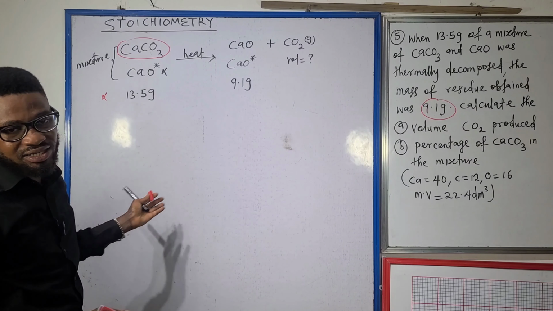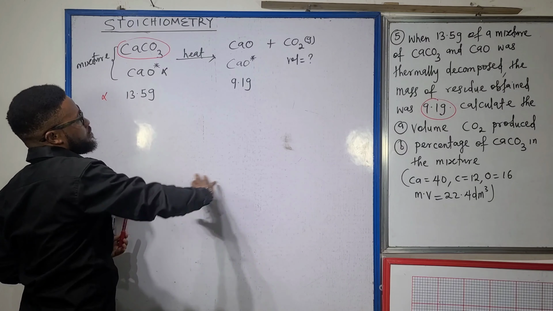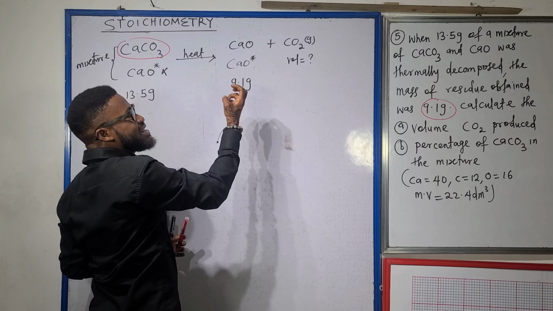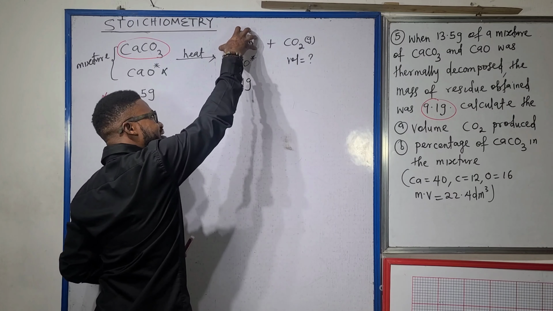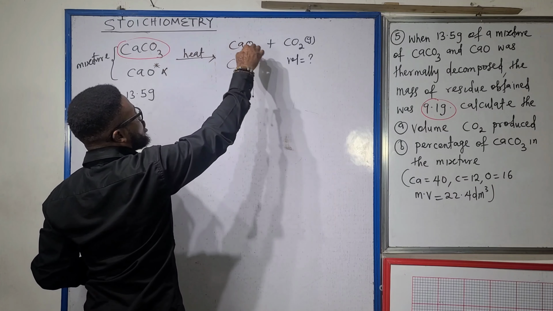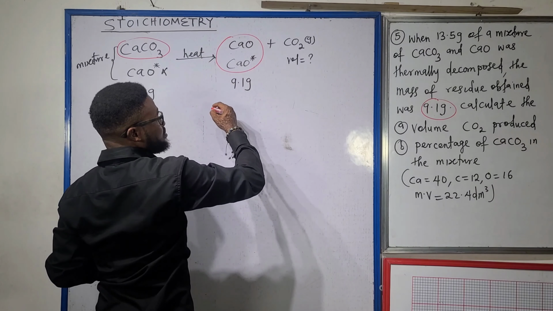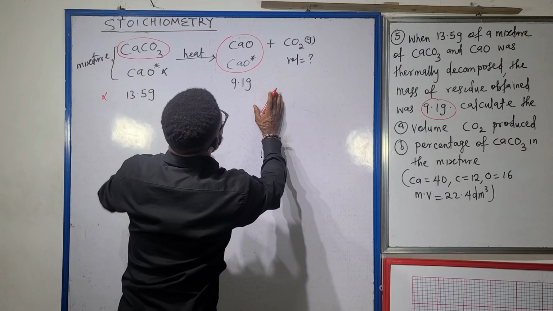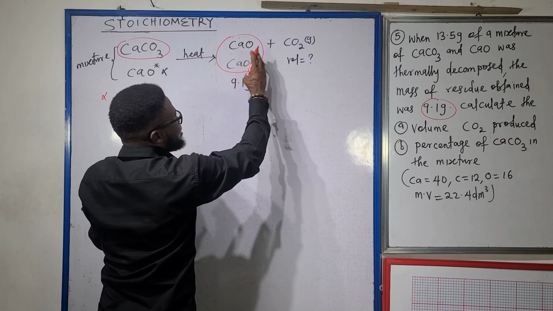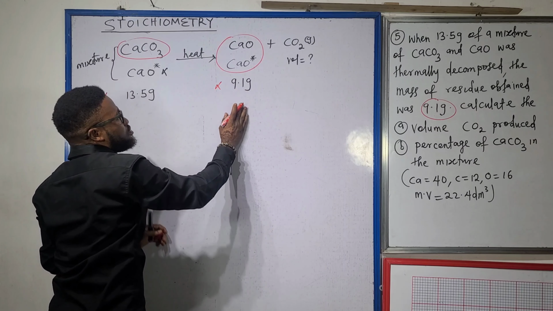I cannot use this for this calculation. I cannot use this as my key. When I come here, this took part in the reaction, but I wasn't given a specific mass for the calcium oxide formed from the decomposition. I was given a combined residue mass for the calcium oxide that took part in the reaction and the one that did not take part in the reaction. So I cannot use this as well.